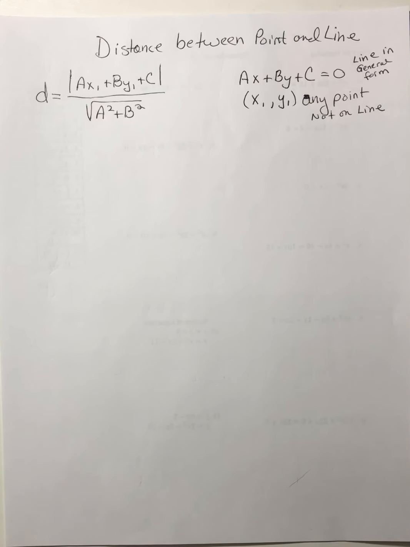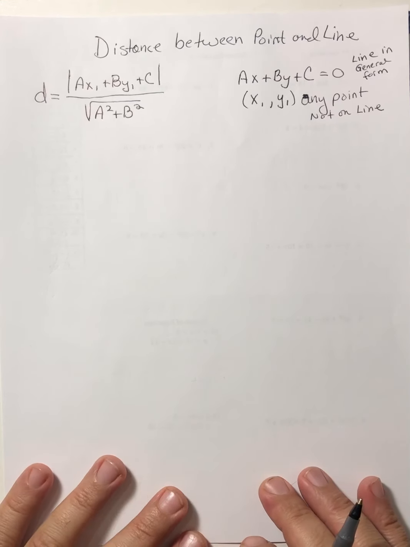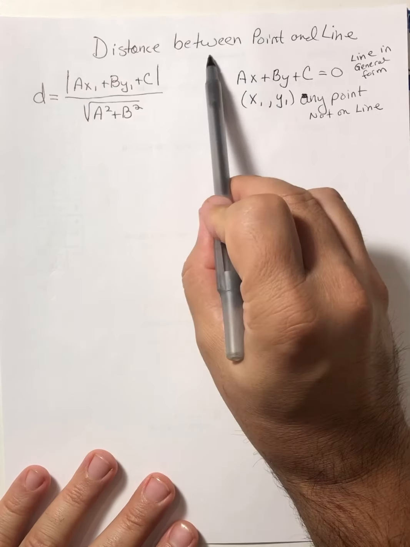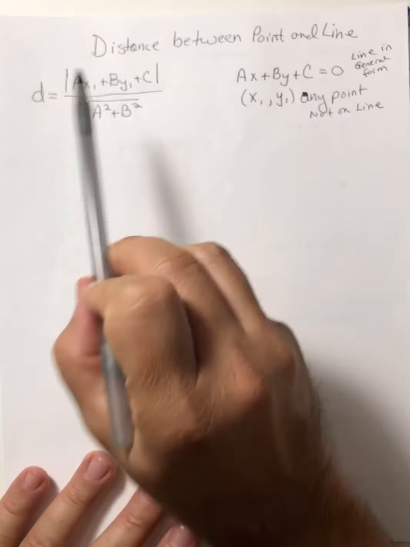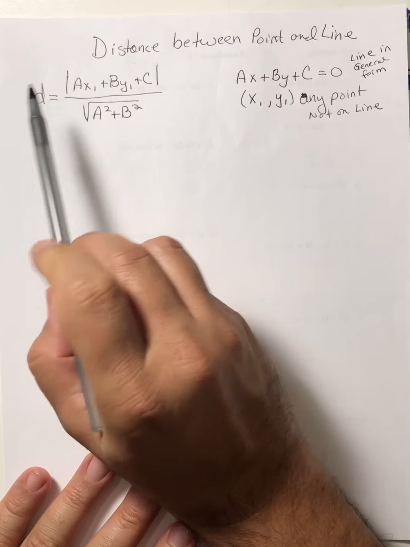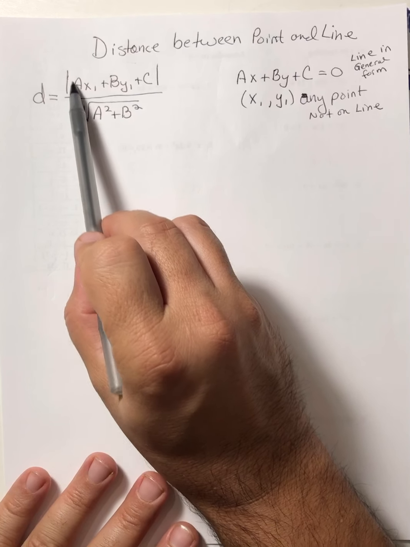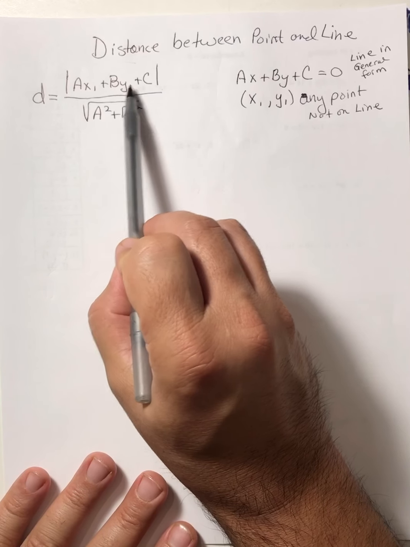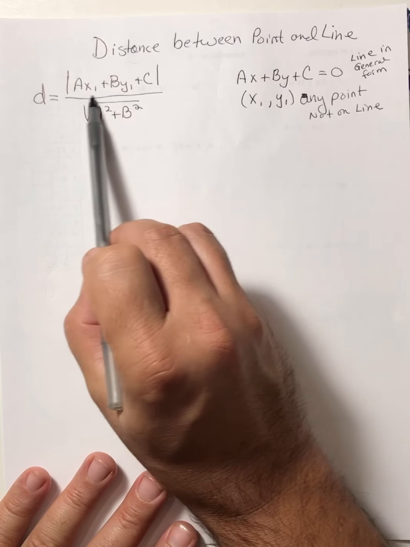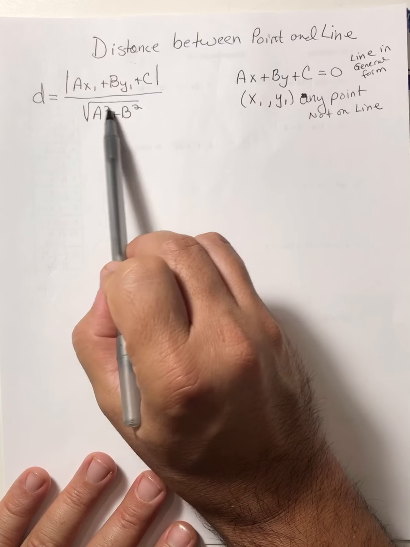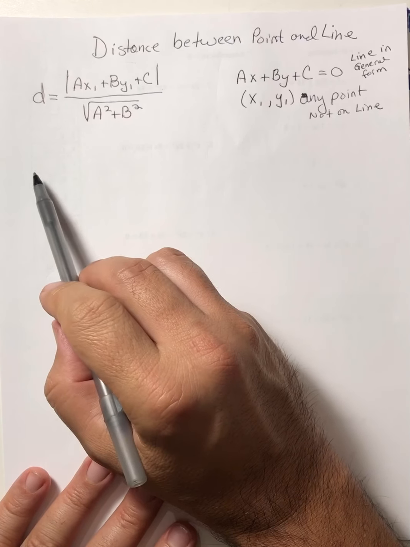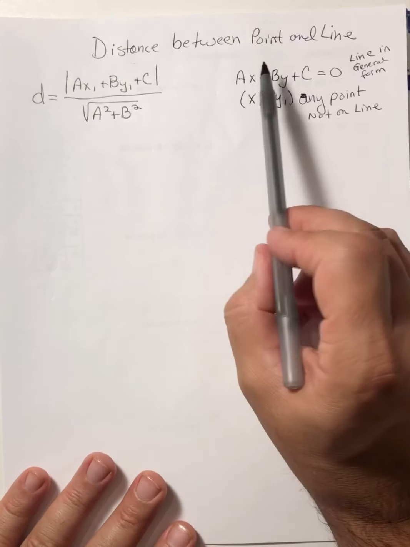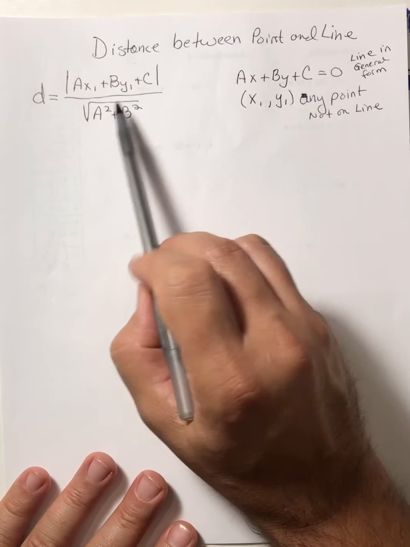All right, pre-calculus. Today we are looking at a new distance formula for you. It's called the distance between a point and a line. Here's the formula: D for distance equals the absolute value of ax1 plus by1 plus c, all divided by the square root of a squared plus b squared. Now, I know it looks messy, but it's rather easy to use. All we do is fill in the blanks.